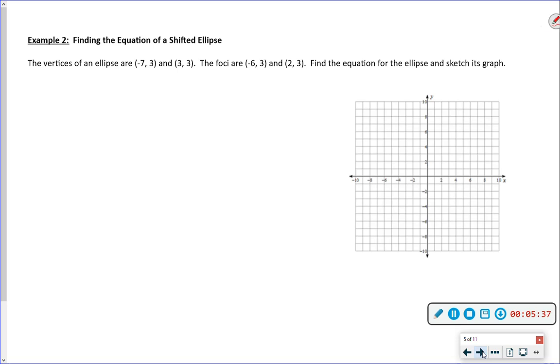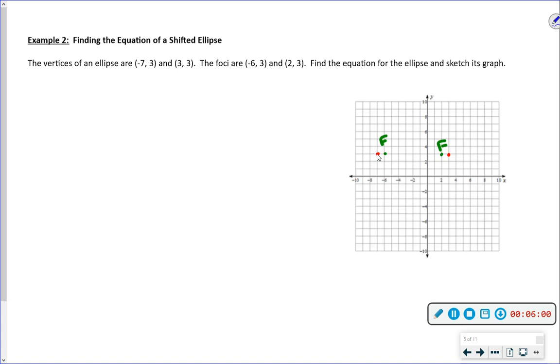All right, vertices of the ellipse, negative 7, 3. Let's plot them. Negative 7, 3. Got it, 3, 3. Foci, negative 6, 3. Okay, I'm just going to put an F by these, the green ones, so I know they're the foci, and then 2, 3.